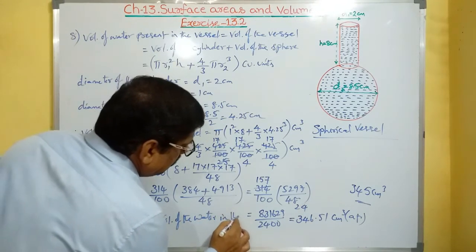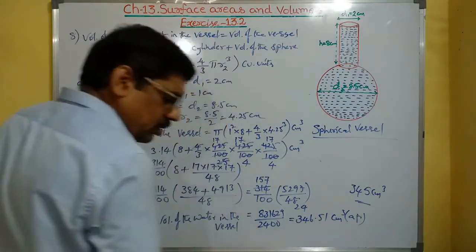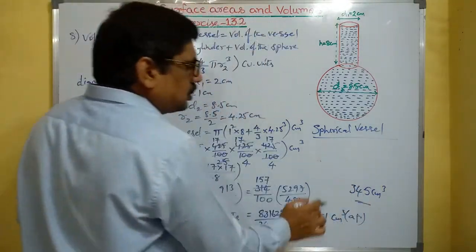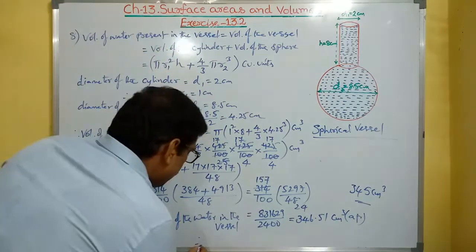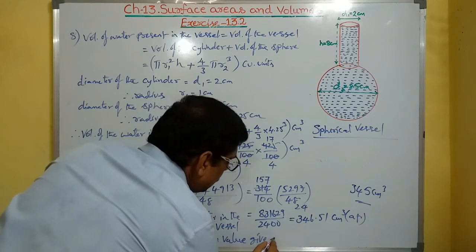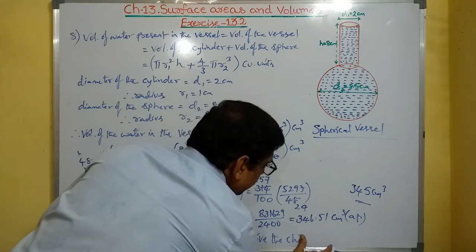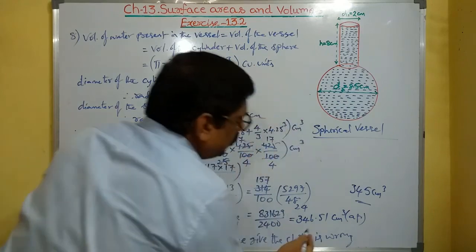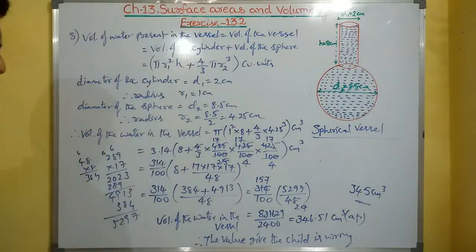Water in the vessel is equal to this one. So the child has given the value 345 centimeter cube. Therefore the value given by the child is wrong. So it is wrong by 1.51 centimeter cube. Okay. Please copy this problem.